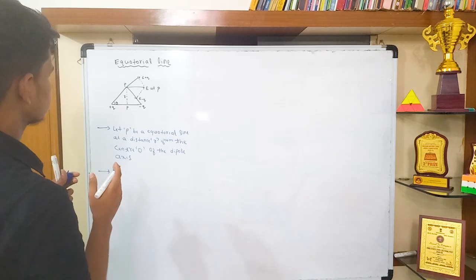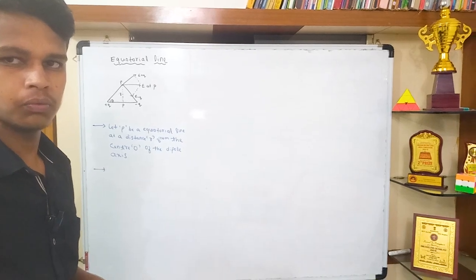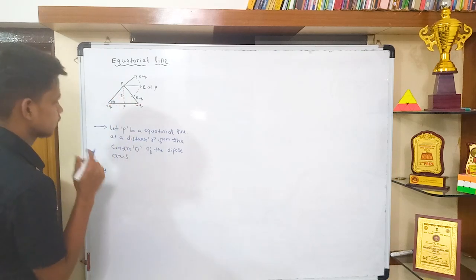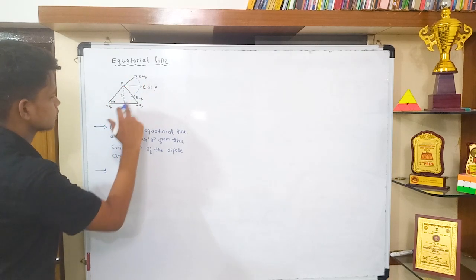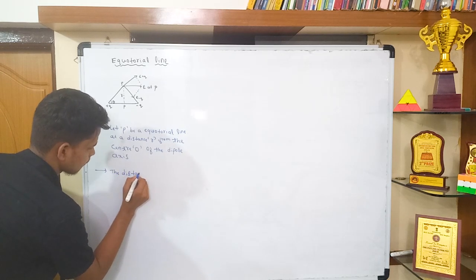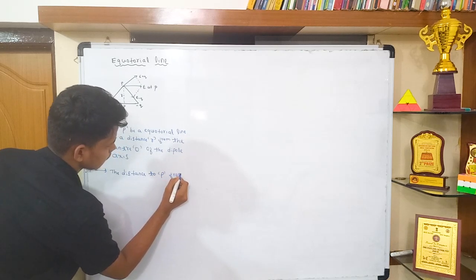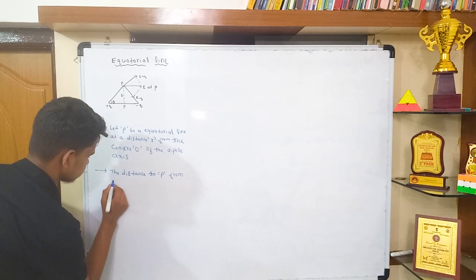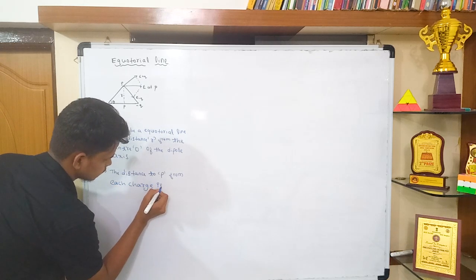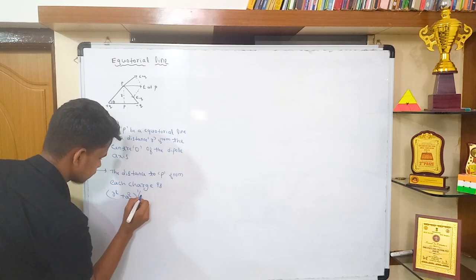You directly write that (r square plus a square) raised to 1 by 2. That is a very easy thing. That you have to write now. Let's write that now. The distance to P from each charge is (r square plus a square) raised to 1 by 2.